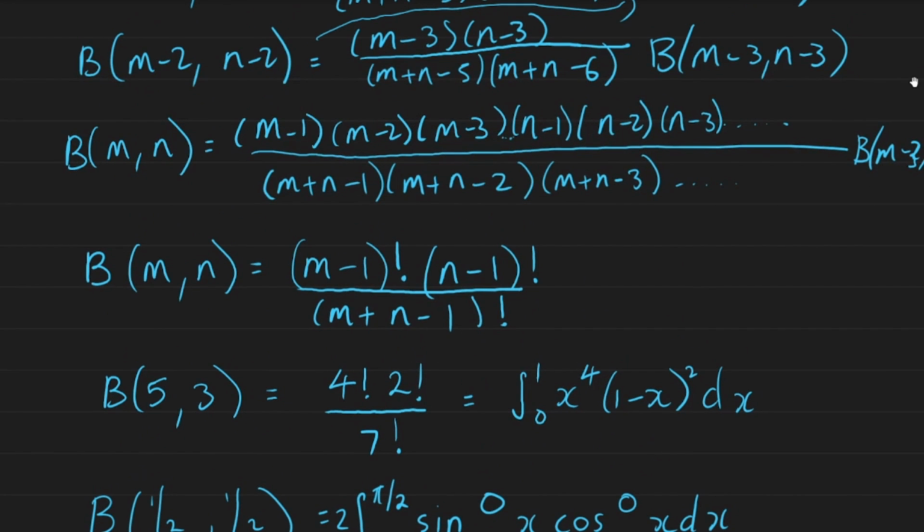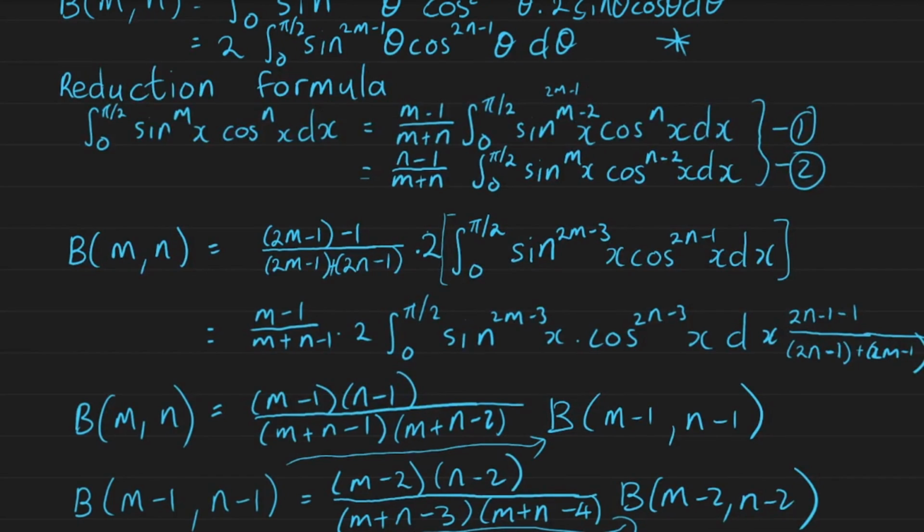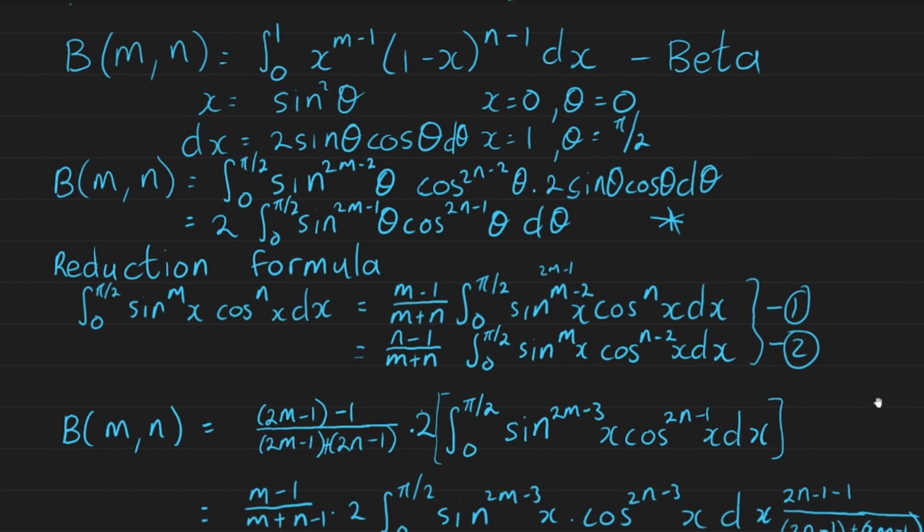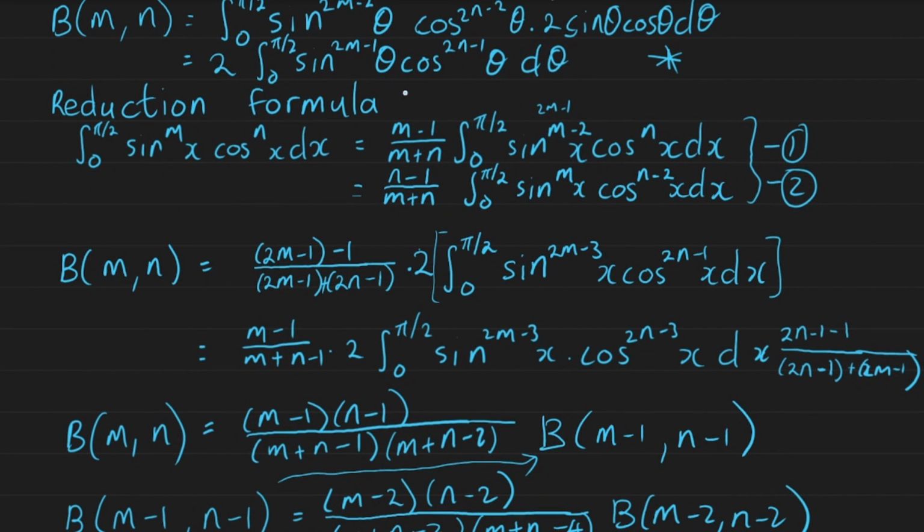So this video essentially defined what the beta function was, and we saw that it's equal to the integral of x to the power m minus 1 times 1 minus x to the power n minus 1. And what we did was then derive a general formula to evaluate the beta function for different integers m and n. How we had done it was we did a substitution where x is equal to sine squared theta. Once we did the substitution, we then used the general result of the reduction formula.